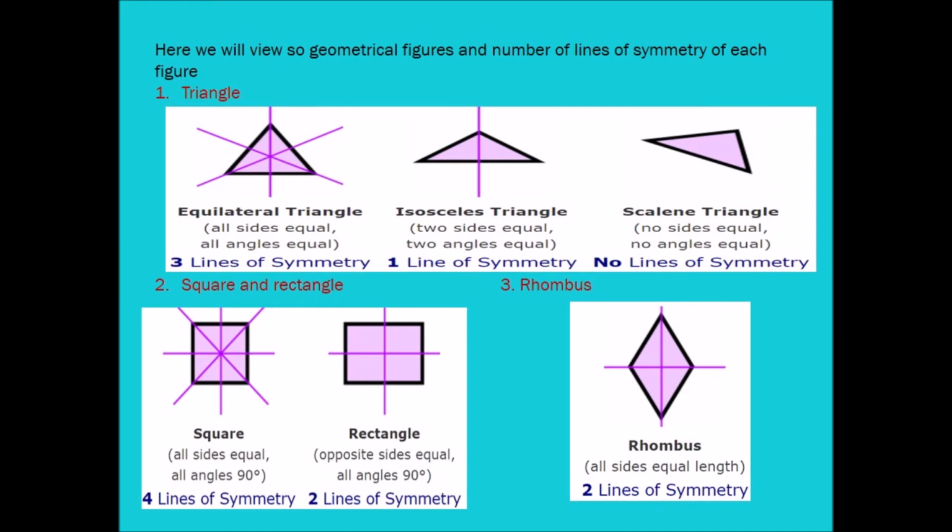Let's move to the next shapes, which are the square and rectangle. The square has four lines of symmetry. You have to study them well. Okay, what about the rectangle? The rectangle has two lines of symmetry. The next shape we have is the rhombus. The rhombus is like the rectangle. It has only two lines of symmetry. Let's move to the next slide and the next figures.